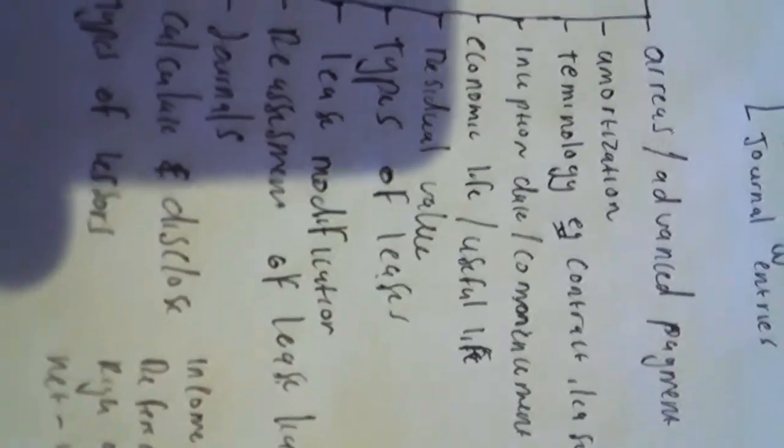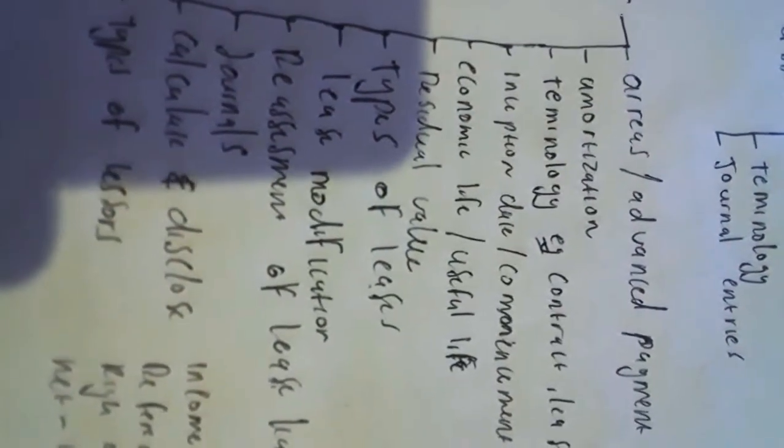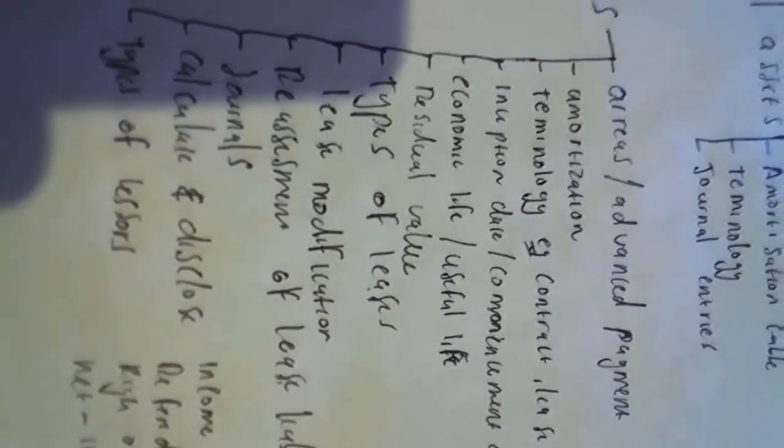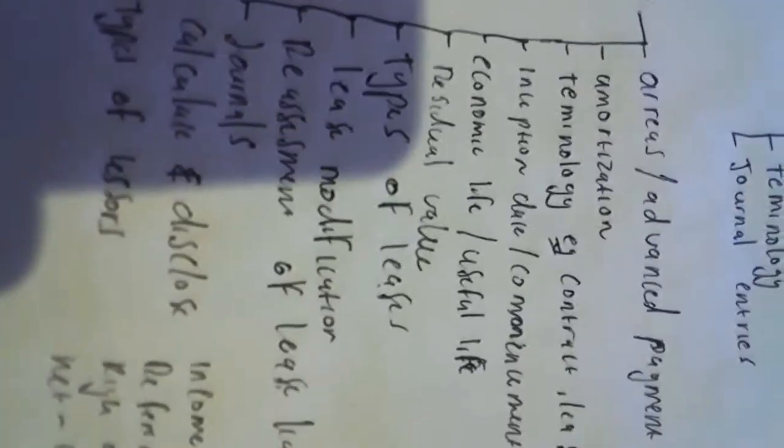The residual value, you need to know the guaranteed residual value, the unguaranteed residual value. You need to know the difference between those two things. The types of leases, your operating lease, your finance lease, and the likes. You need to know also the characteristics, why something has to be classified as a finance lease or an operating lease. Those are very, very important.